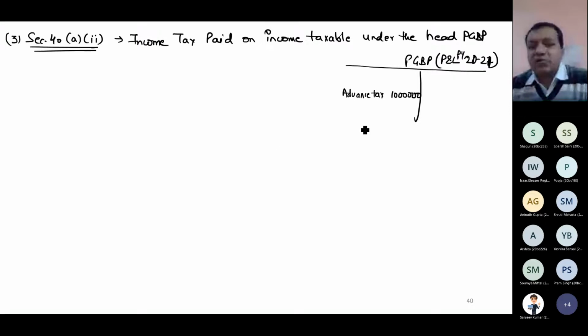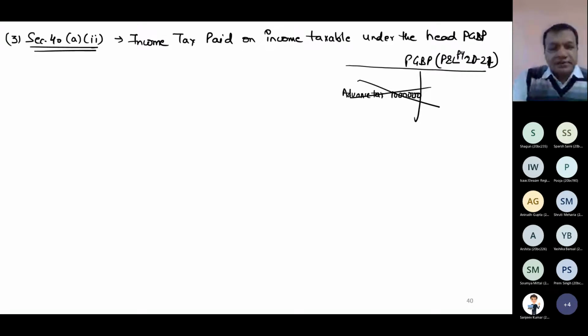This 10 lakh I cannot show on the debit side because this tax is not a part of your business income. It is the income which you have earned from business and then you are paying tax to the government of India. So you cannot debit this income tax on the debit side of P&L account under section 40 clause A subclause 2. That's it. Next, section 40 clause A subclause 3.